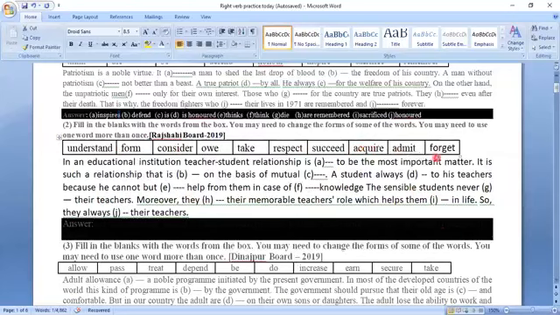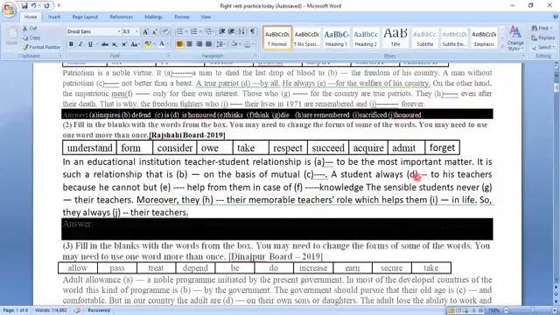___ what? Something will be, you just think of it. Moreover, they ___ their memorable teacher's role, which helps them ___ in life, so they always ___ their teachers. So this is very easy. I give you some time, 1 minute to think of it, and side by side I'm just giving you some idea of it. So this might be in passive form, and number 2 also should be in passive form, and this is very normal.